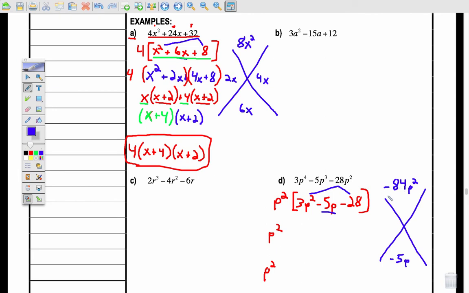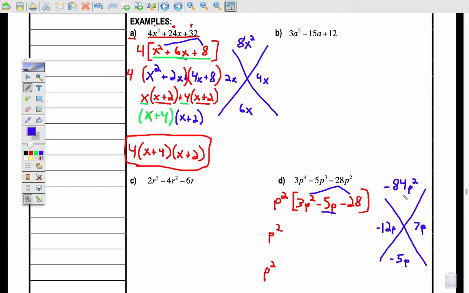Now I've got to figure out what times what gives me negative 84, and when added together gives me negative 5. You might have to play with this, or use a calculator. After playing with it a little bit, I know that it's negative 12p times a positive 7p.